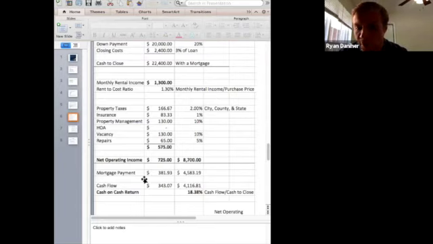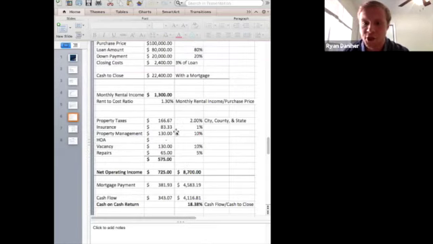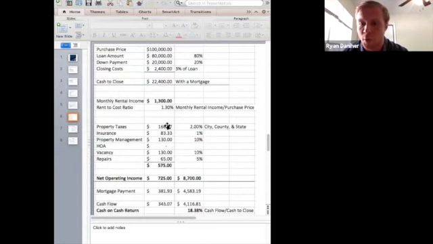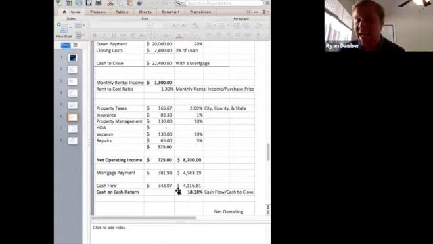So if you have $4,116 of cash flow per year for this property, and your total cash to close was $22,400, you're going to have an 18.38% cash on cash return. That's a really good cash on cash return. A lot of guys that I know won't do a property unless it has like more than a 12% cash on cash return.